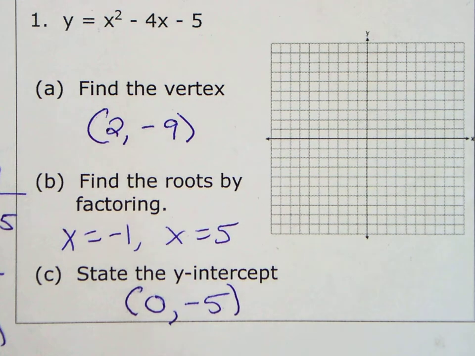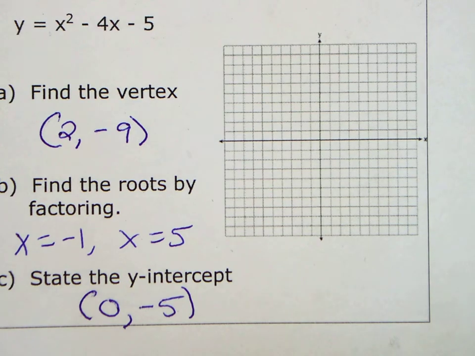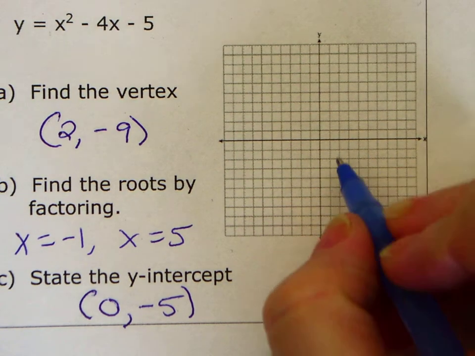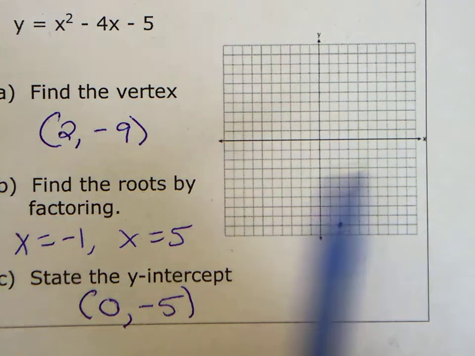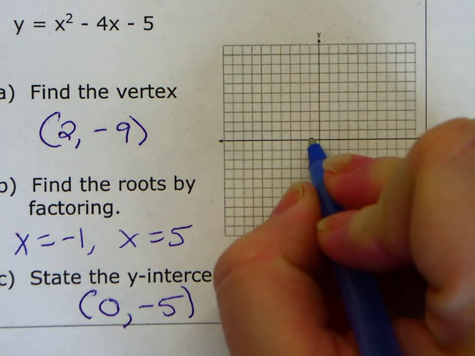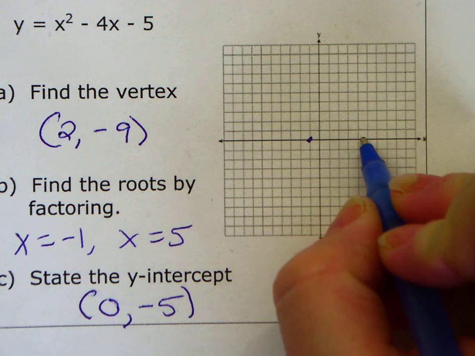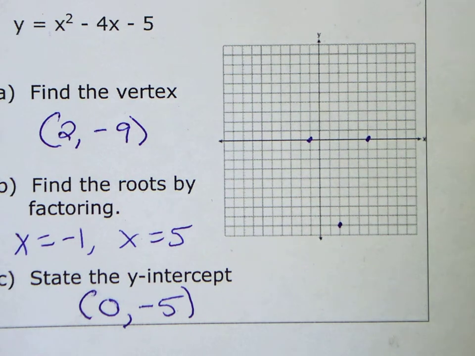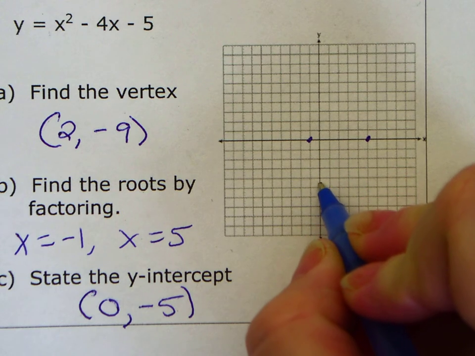Okay. So to graph this, instead of making a table, we're just going to plot all those points that we know. So we have our vertex of (2, negative 9). We have our roots. Remember, the roots are where it crosses the x-axis. So we have negative 1 and 5. 1, 2, 3, 4, 5. And then our y-intercept is negative 5. 1, 2, 3, 4, 5.